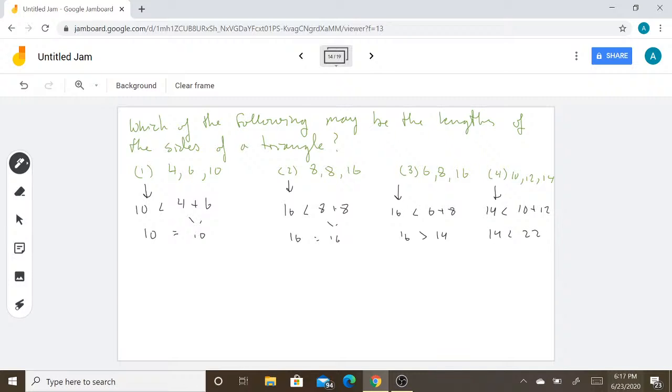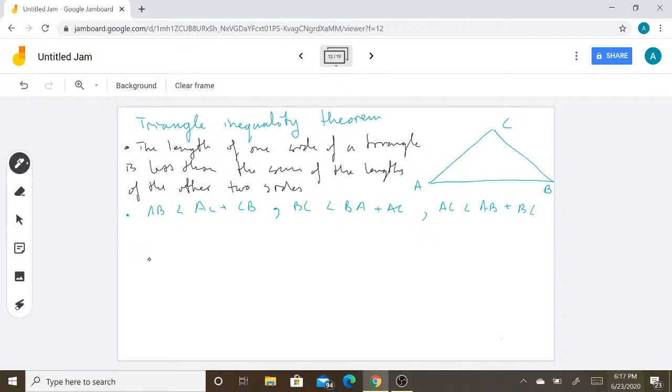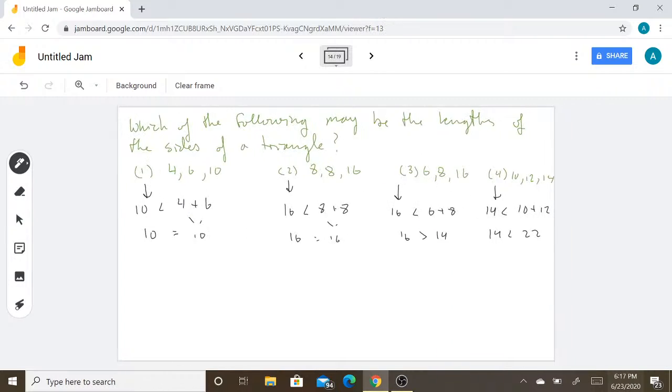So that actually goes hand in hand with what we just learned, the triangle inequality theorem, which states that the length of one side of a triangle is less than the sum of the lengths of the other two sides. So in this combination of sides, 14, which is a side on the triangle, is less than the sum of the other two sides. So only this combination of sides can make an actual triangle.